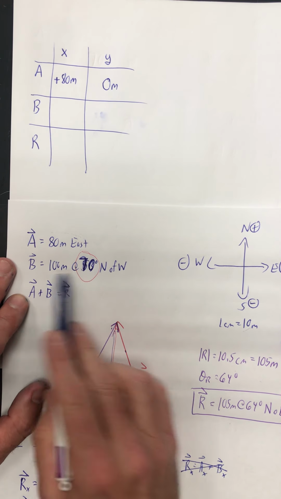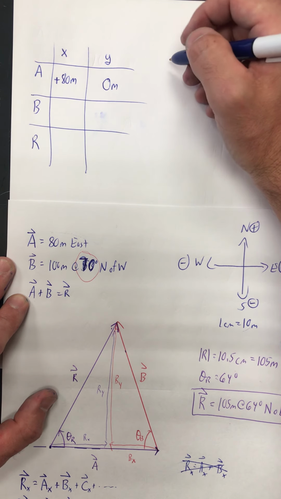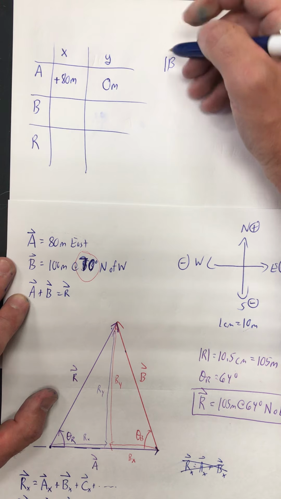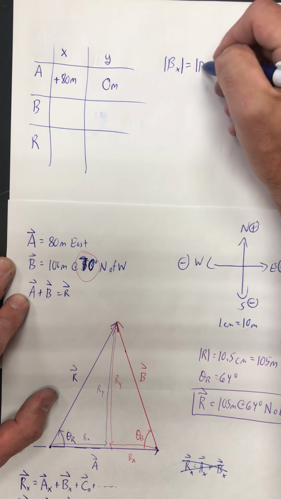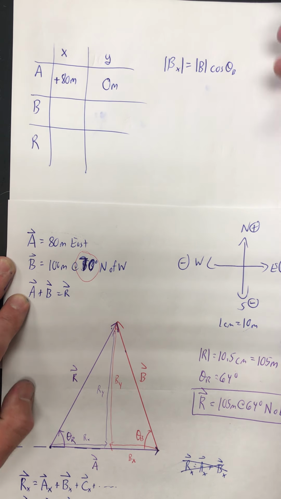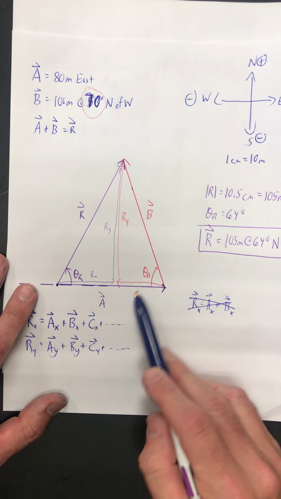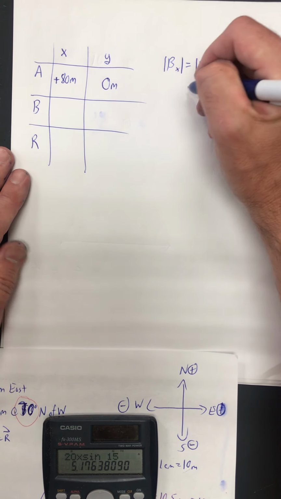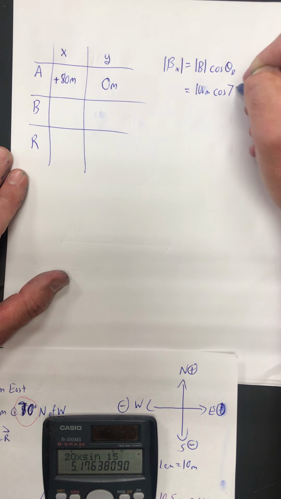But if I notice here, for B, part of it goes horizontally, part of it goes vertically. So what I'm going to have to do here on the side is some side work to find the magnitude of the horizontal component of B. And I know I can find that by doing the magnitude of B times cosine of theta B. Why cosine? Because if I come back to the picture, the x component of B is on the adjacent side. So let's do that plug-in: 100 meters cosine of 70 degrees.